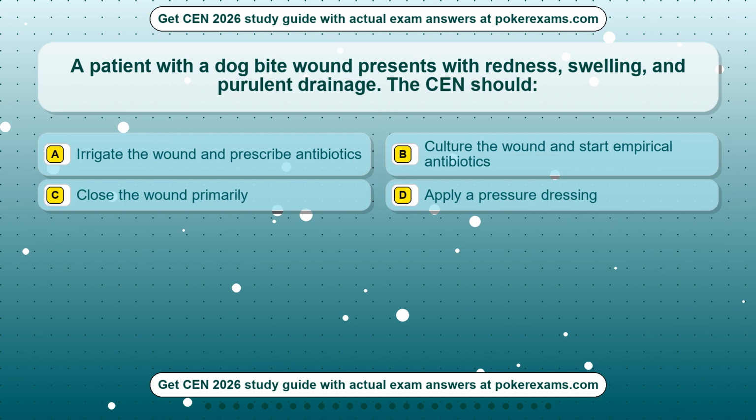Question 18. A patient with a dog bite wound presents with redness, swelling, and purulent drainage. The CEN should: Option A. Irrigate the wound and prescribe antibiotics. Option B. Culture the wound and start empirical antibiotics. Option C. Close the wound primarily. Option D. Apply a pressure dressing.